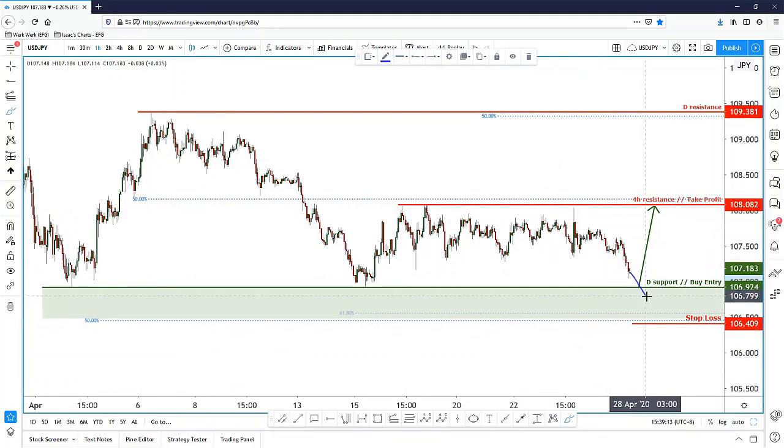Okay, and this is how I would play it, right? As long as price goes into the daily support zone, all right, I'll enter long, and my take profit will be at my 4-hour resistance. Now, should price go below the stop loss and close below the stop loss, I would close out my long position and immediately go short, because the moment price breaks below this daily support zone, it means that the bias for dollar yen is still bearish.